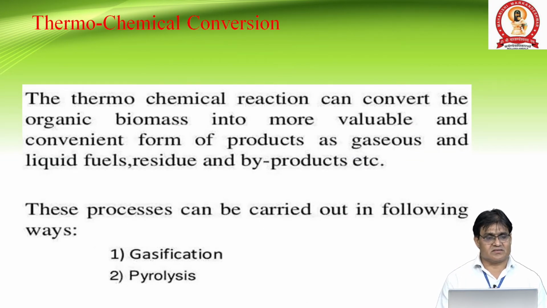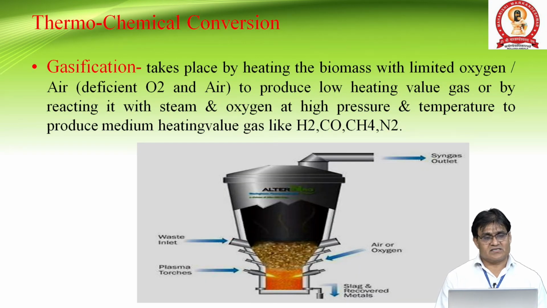Thermochemical conversion process. Through thermochemical reaction, organic biomass can be converted into more valuable and convenient forms of product such as gaseous and liquid fuels, residue and byproducts. There are two ways in the thermochemical conversion process: the first is gasification, the second is pyrolysis. First, gasification. The gasification process takes place by heating the biomass with limited oxygen or air, deficient of oxygen and air, to produce a low heating value gas, or by reacting it with steam or oxygen at high pressure and temperature to produce a medium heating value gas like H2, carbon monoxide, methane and nitrogen. This is a simple figure.